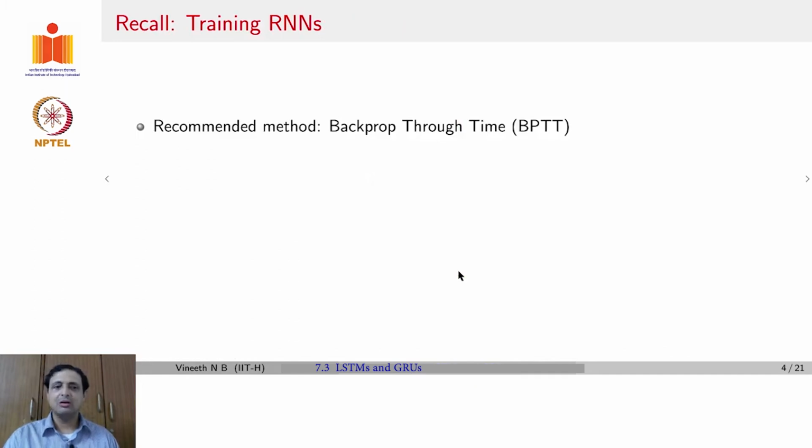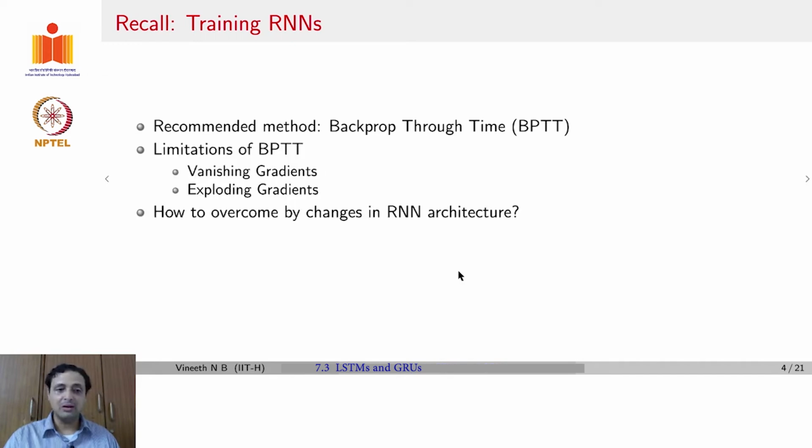Just to recall, RNNs are trained using backpropagation through time. The limitations of backpropagation through time that we discussed were vanishing gradients and exploding gradients. Exploding gradients, we said we could handle using gradient clipping. How do you now address vanishing gradients using changes in RNN architecture? Through LSTMs and GRUs as examples, and we'll discuss both of them in detail in this lecture.